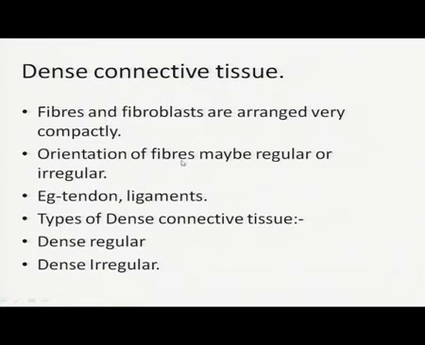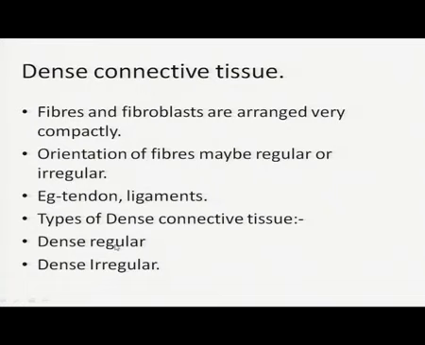The orientation of fibers may be regular or it may be irregular. For example, tendons and ligaments. Tendons and ligaments come under this category of dense connective tissue. You know tendon, the connective tissue that connects the muscles with the bones, that is tendon, and the connective tissue that connects the two bones together in a joint is known as ligament. Now, coming to the types of dense connective tissue.